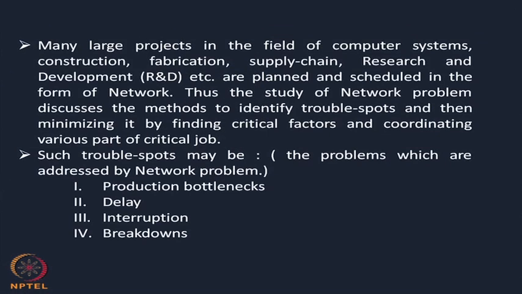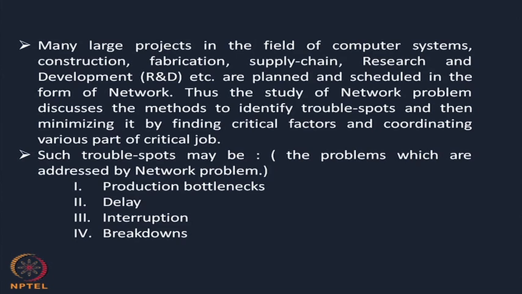The next is, we have to basically study the network problem, and here we want to discuss the methods to identify the trouble spots of the network problem, and then we have to minimize it by finding the critical factor and coordinating the various parts of the critical job. Basically, we are now having some trouble spots in the network problem.